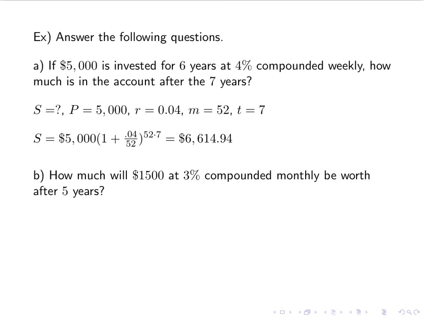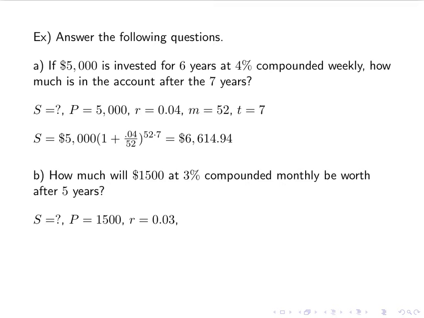How much will $1,500 at 3% compounded monthly be worth after 5 years? So I'm going to go through the process. It is asking for how much it will be after the 5 years, how much it will be in the future amount, that's S. The $1,500 is what we're investing, that's the principal, that's the present value, P. Next is your interest rate, 3% as a decimal, 0.03.